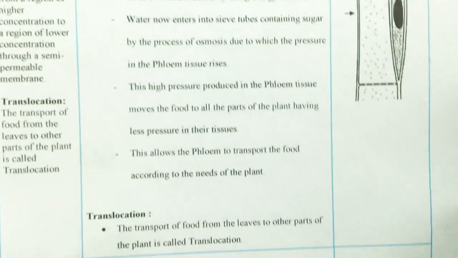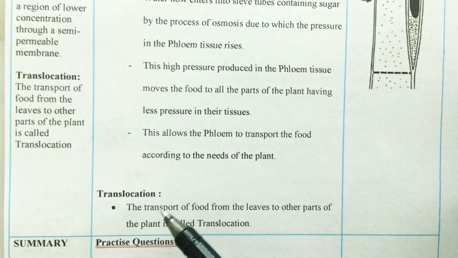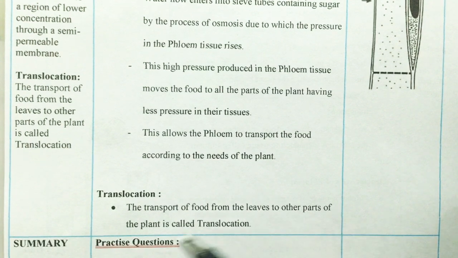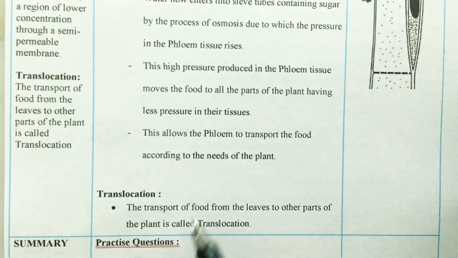Let us move to the next point, which we said was translocation. Translocation is nothing but the transport of food from the leaves to other parts of the plant. So, they might ask you a question, define the term translocation. That is all you have to explain in this.